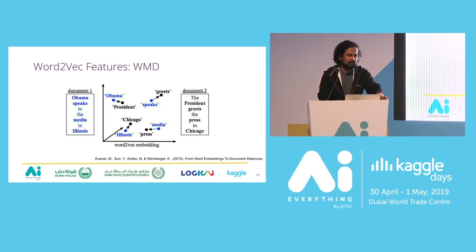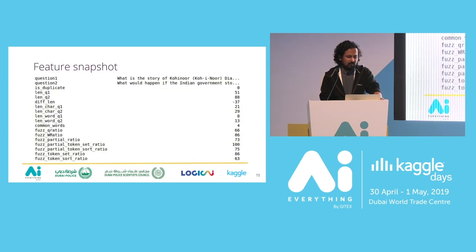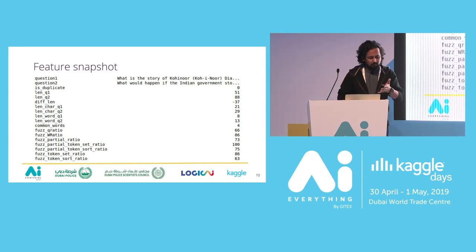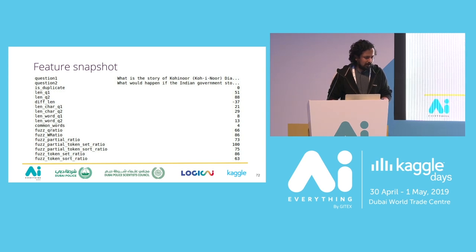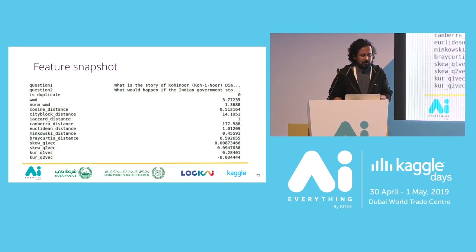So speaks can go to greets and so on and so forth. Once you have these features, for this particular problem, these are the different features that I had. I had some more after word mover distance, normalized word mover distance, and all these distance features are based on word2vec. I also added skew features and kurtosis.